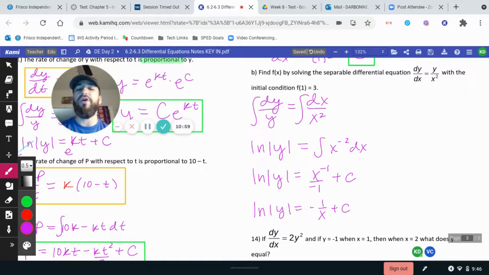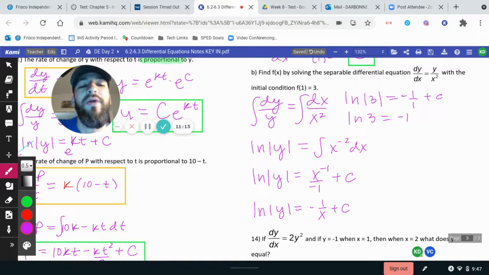Now, remember, I always want to try and plug in the initial condition before I solve anything out. So I'm going to go ahead and plug that initial condition in now. So x is 1, y is 3. So we get the natural log of 3 is equal to negative 1 over 1 plus c. So that means the natural log of 3 is equal to negative 1 plus c, which means the natural log of 3 plus 1 is equal to c. Now that is a gross constant of integration, but you're going to see it's going to get a little prettier in the end. So let's go ahead and plug it in.